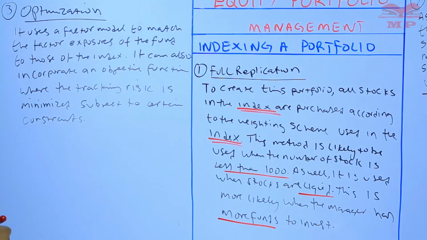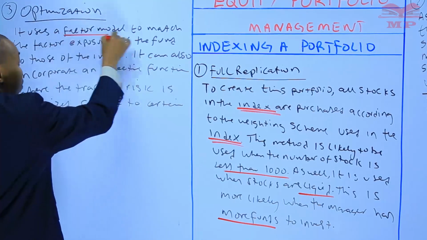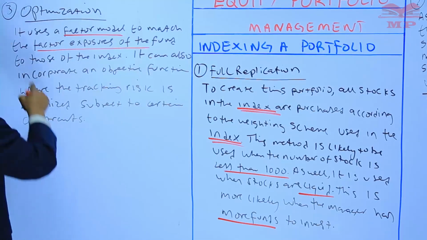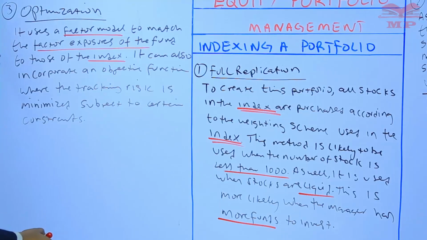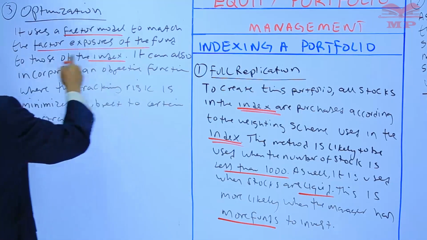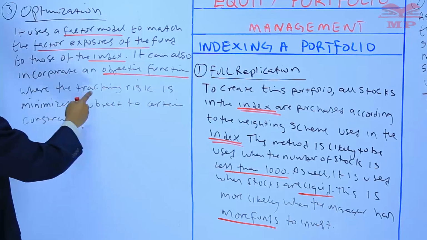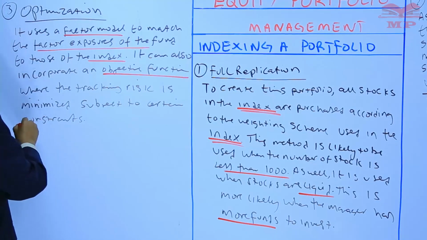So what are you saying again for optimization? Simply saying that it uses a factor model to match the factor exposures of the fund to those of the index. It can also incorporate an objective function where the tracking risk is minimized subject to certain constraints.